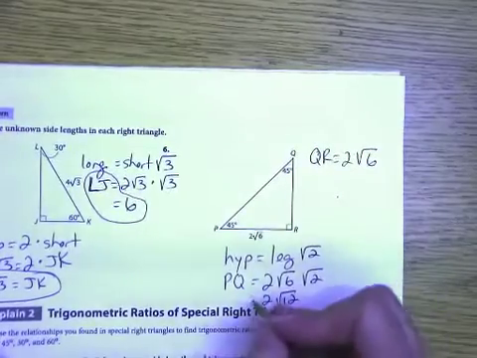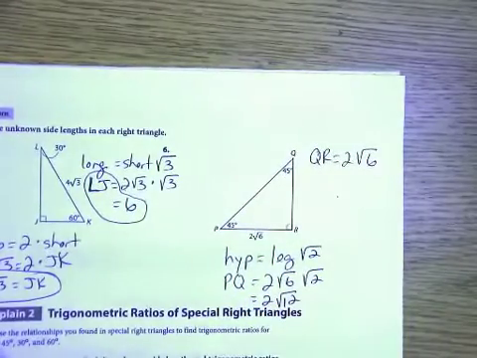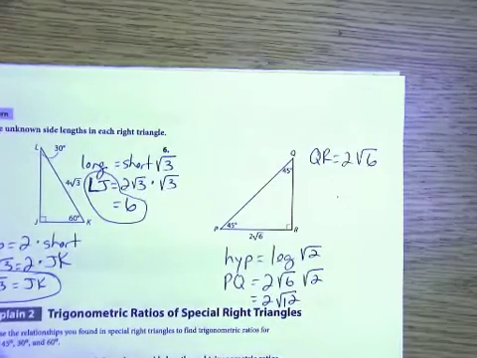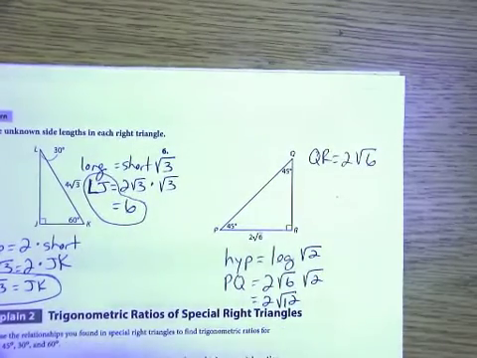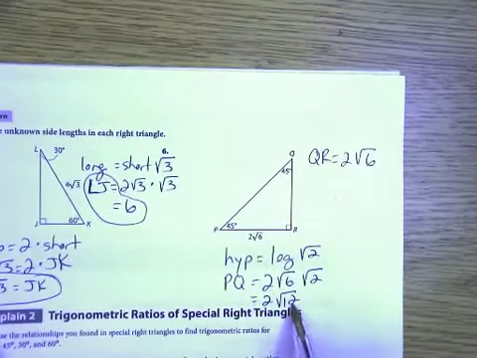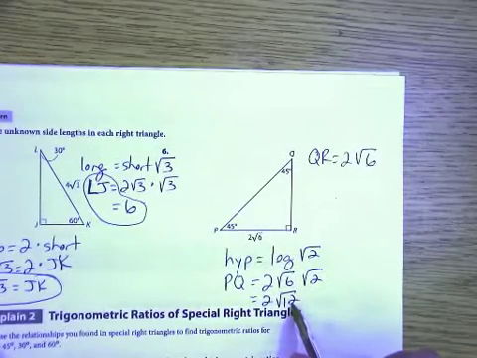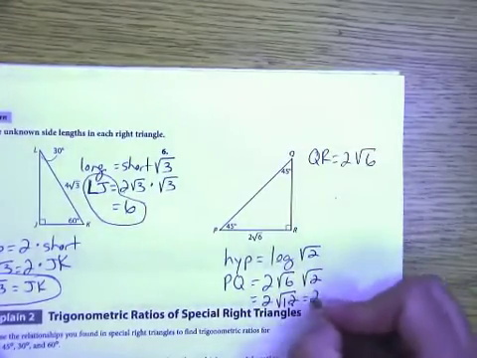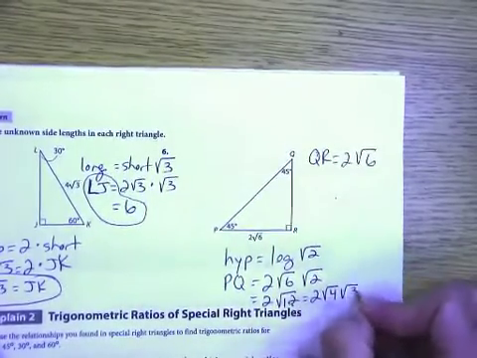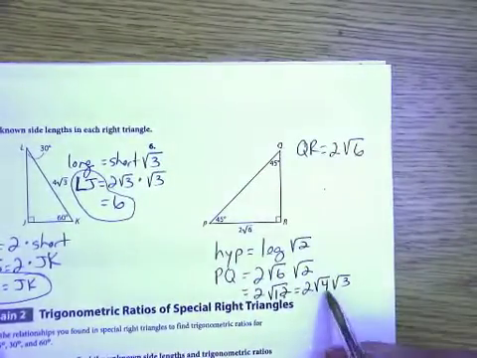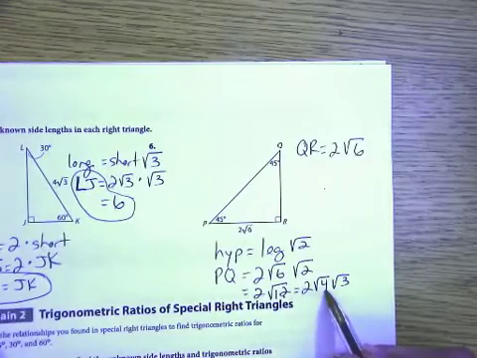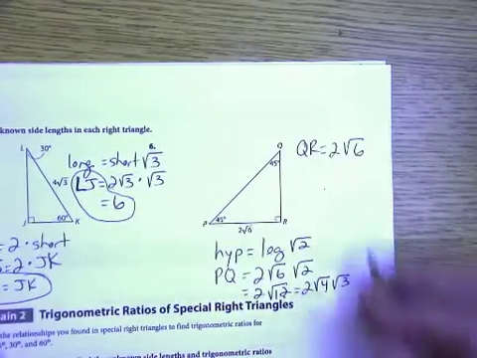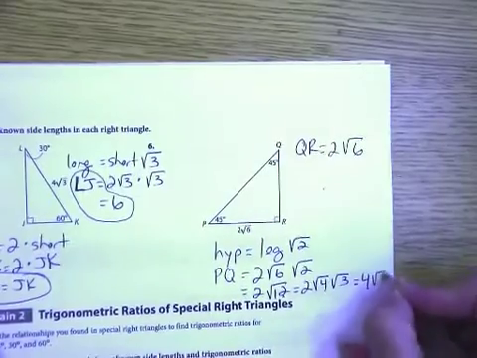Something about that 12. It's divisible by 4, which is a perfect square factor. And remember from last module that when we have a radical, we want it to be in simplest radical form. We don't want any perfect square factors hiding inside of it. So this is 2 radical 4 radical 3. But you know what the square root of 4 is? It's 2. Times this 2 is 4. So my hypotenuse is 4 radical 3.